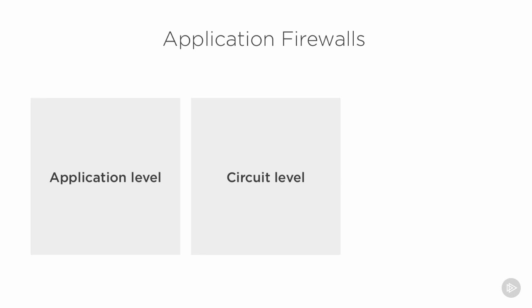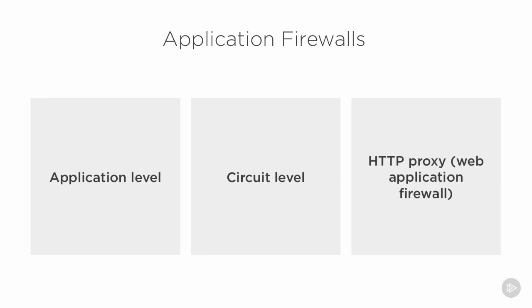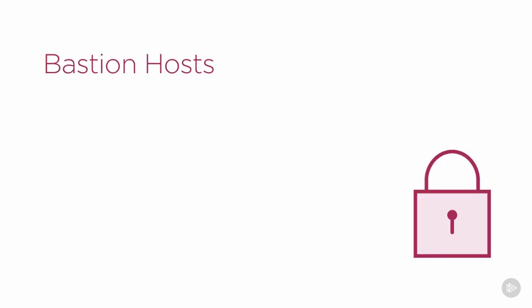And a circuit level proxy could handle many different types of traffic, where quite often an application level proxy is limited to, say, one specific type of protocol. And this, of course, is what we could see with an HTTP proxy, often used as a web application firewall. We mentioned that anytime we put something out at the perimeter of our network, we want to harden it. And an example of this is a bastion.